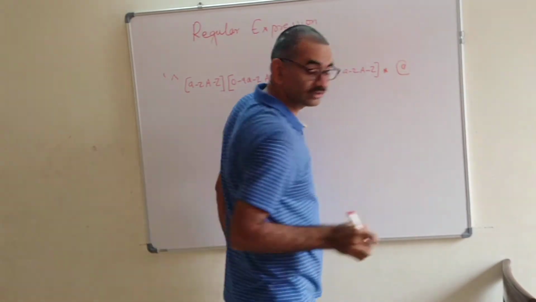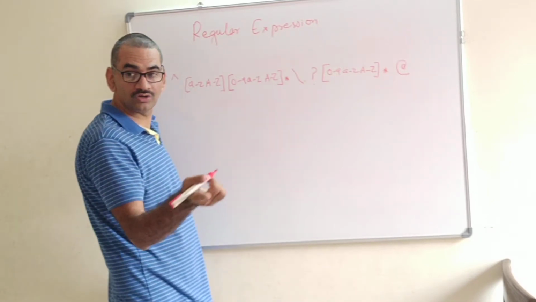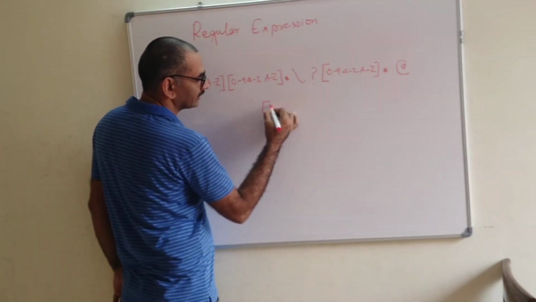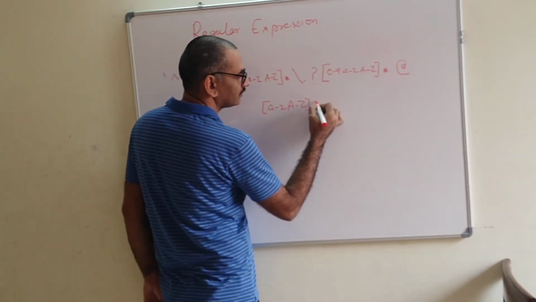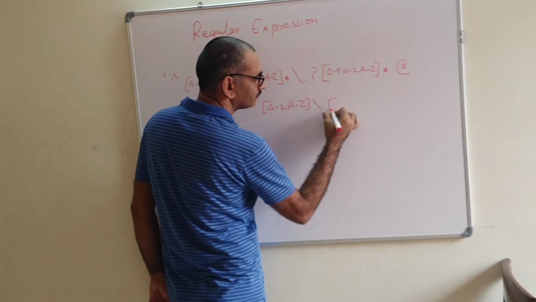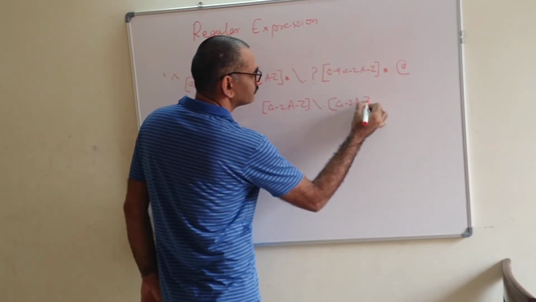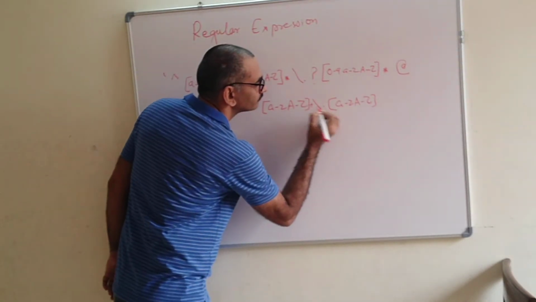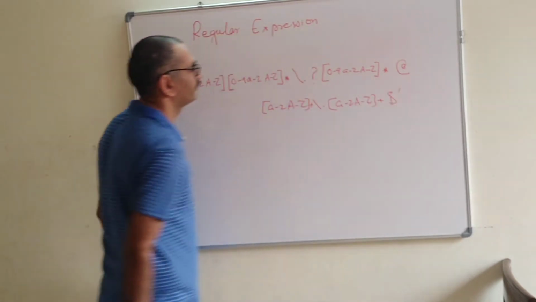Then at is important. It has to be present and only once, so I don't put any star or anything. And then there will be a backslash dot, then plus, and the end of the string.